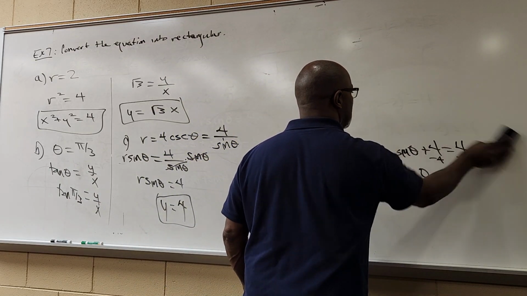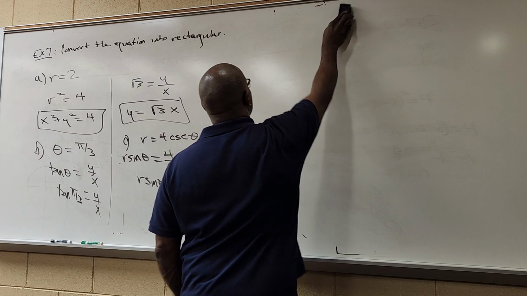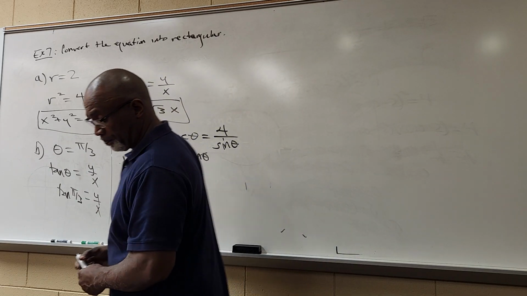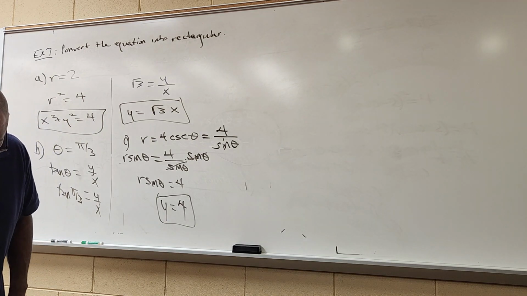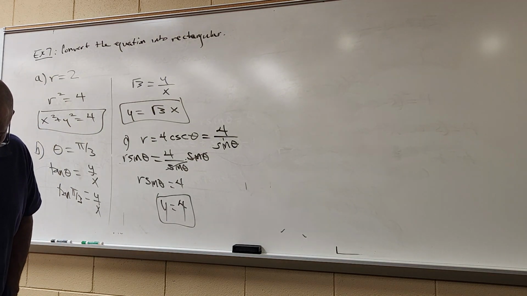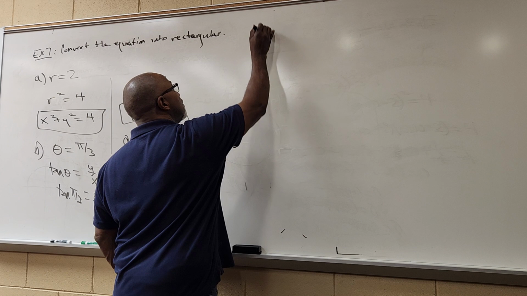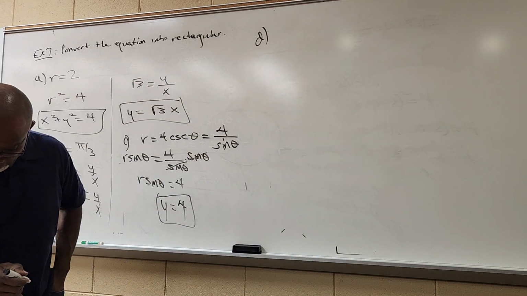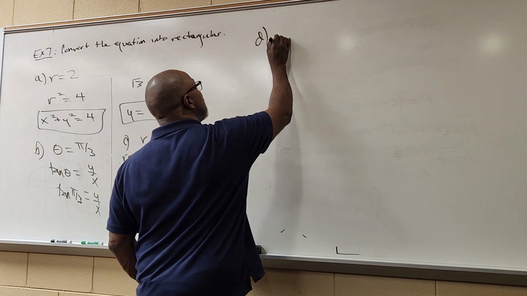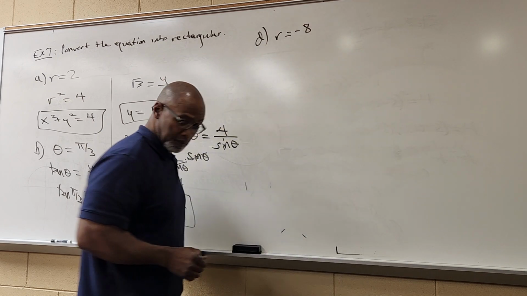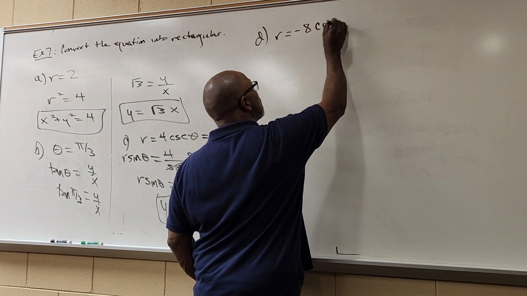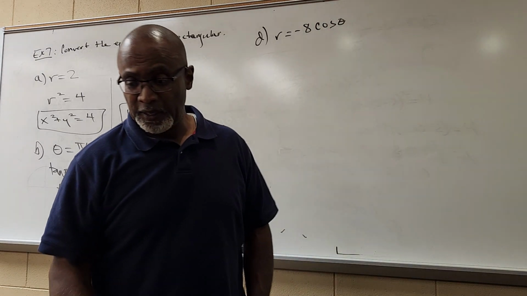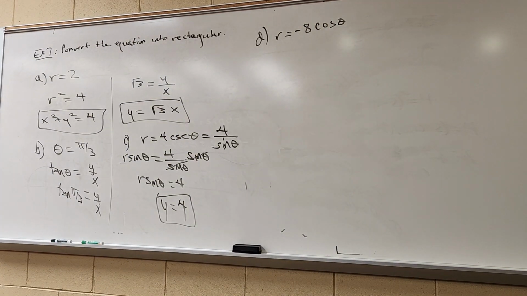All right. So this is a pretty simple process to change from polar to rectangular. This one is a little more interesting, D. D says r equals -8 cosine of theta.